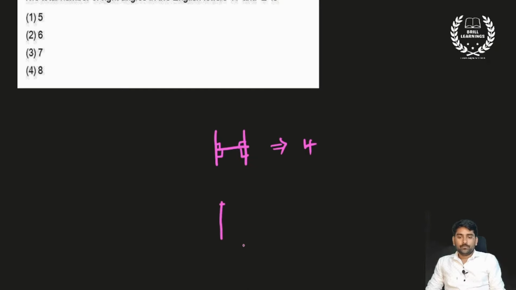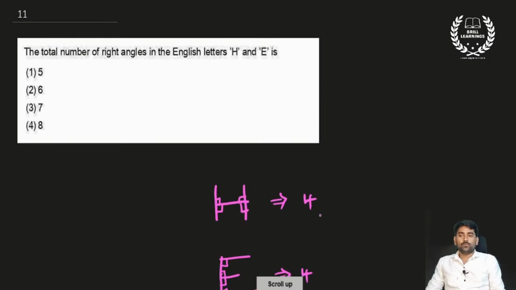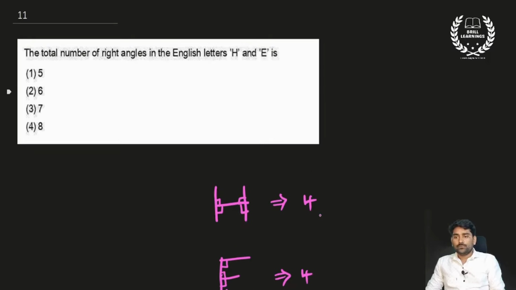For the letter E, let's find. Here, here, here, and here. So here also we have 4. Total we have 8 right angles for these two letters. So fourth one is the answer. Let's move on to the next question.